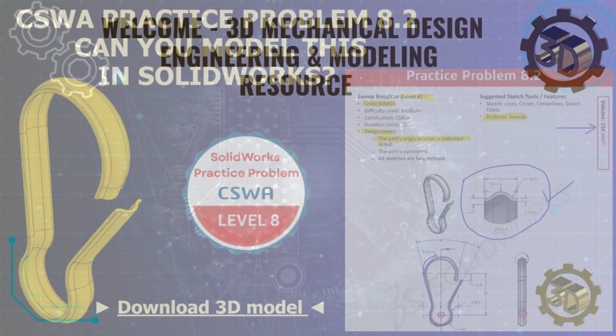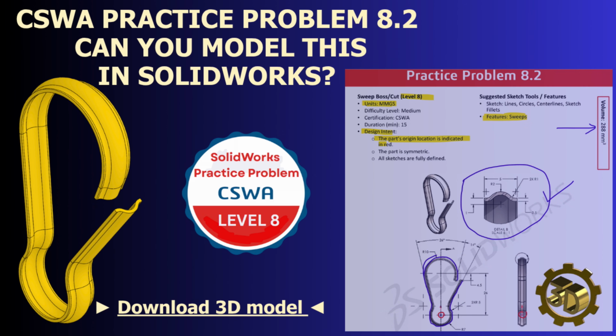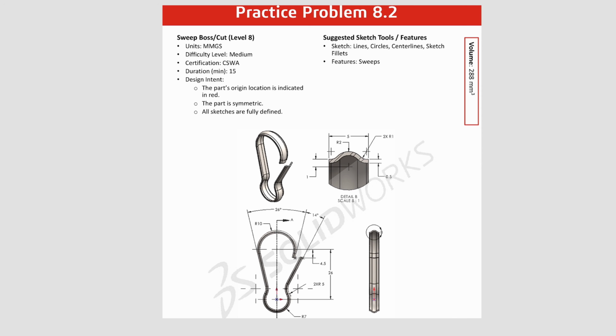Today we're tackling Level 8, Task 8.2, Sweep Boss. As always, you'll find a link to the 3D model in the video description. We'll start with a quick drawing review. Units are MMGS, millimeters. The origin is located at the center of the part's bottom loop.